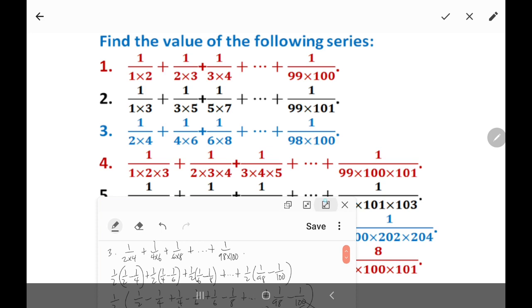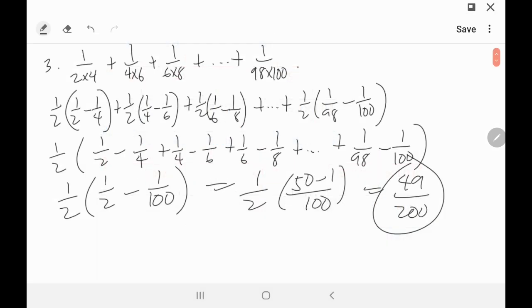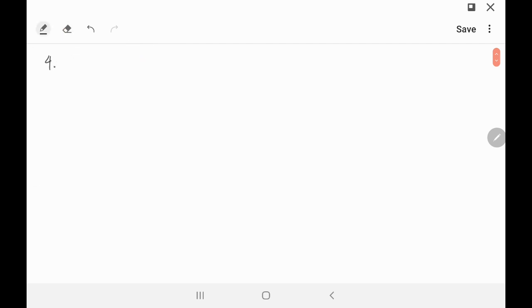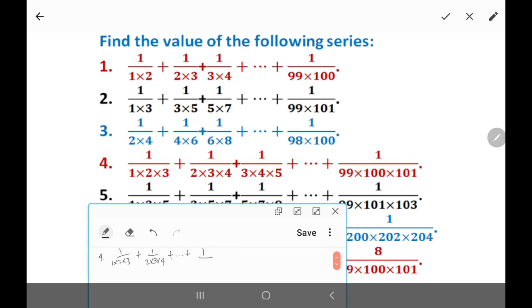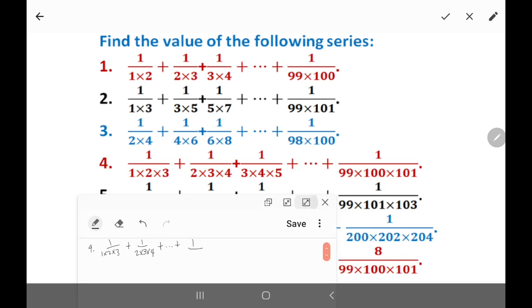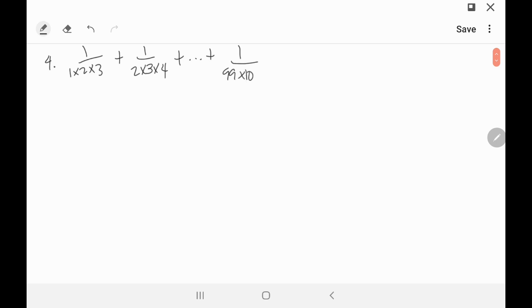So again, let's rewrite our problem. Let's erase all these. We are now in problem number 4. 1 over 1 times 2 times 3 plus 1 over 2 times 3 times 4. And the pattern continues to, let's look again, 1 over 99 times 100 times 101. Okay, so how do we find the sum of this series?